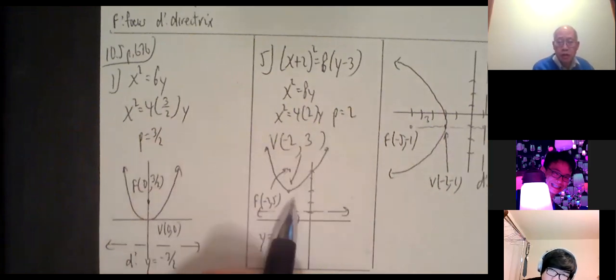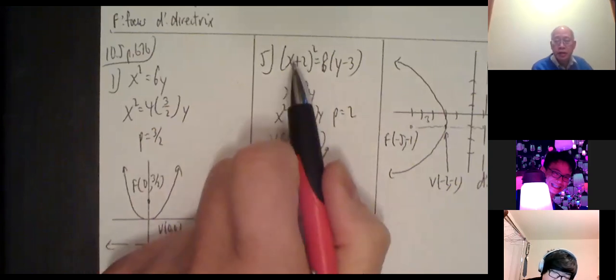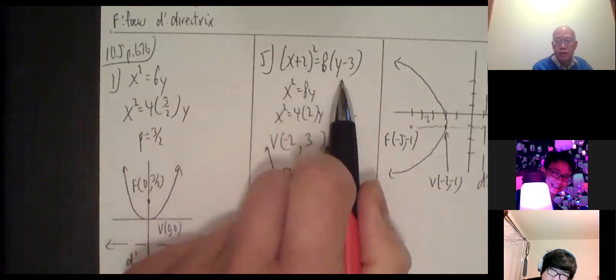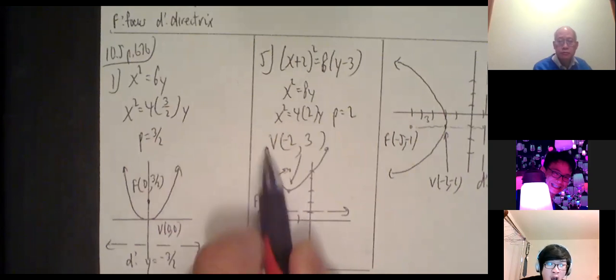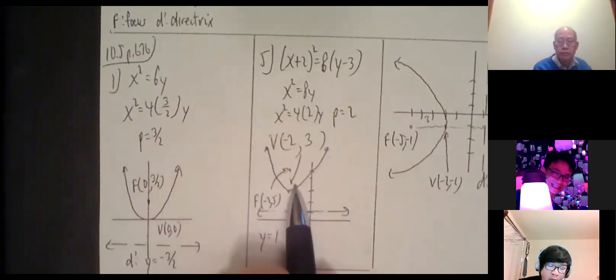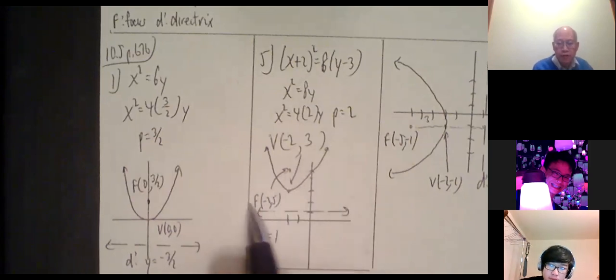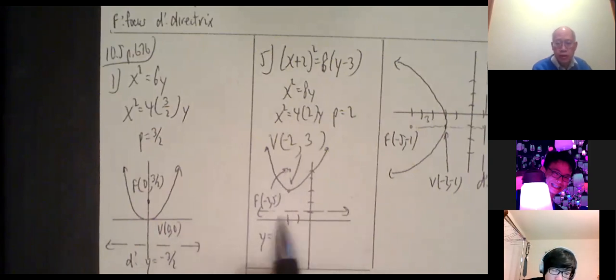All right, so I know the p is 2. It opens up. The vertex is supposed to be at 0, 0, but the translation says 2 to the left, 3 up. So my vertex is negative 2, 3. Make it go upward. And the p is 2, so I go 2 up. That means the focus is negative 2, 5. I go 2 down, draw the horizontal line, so y equals 1.